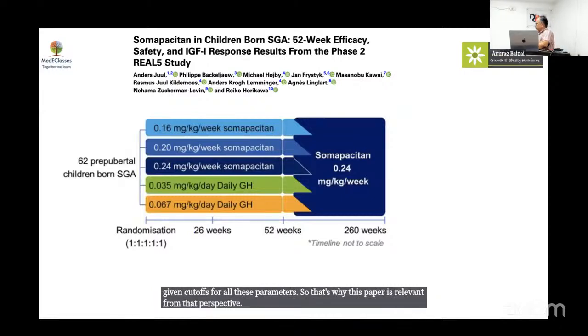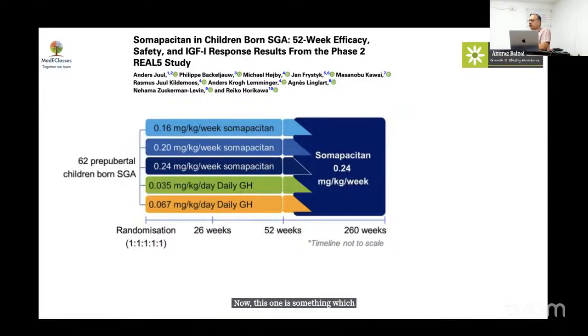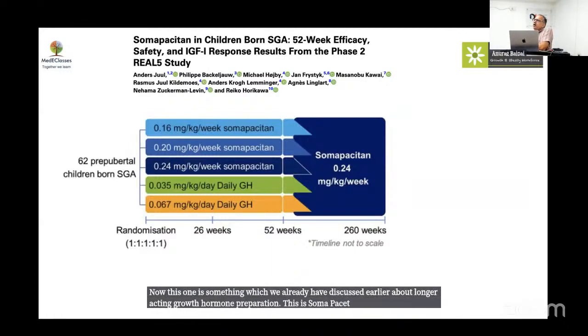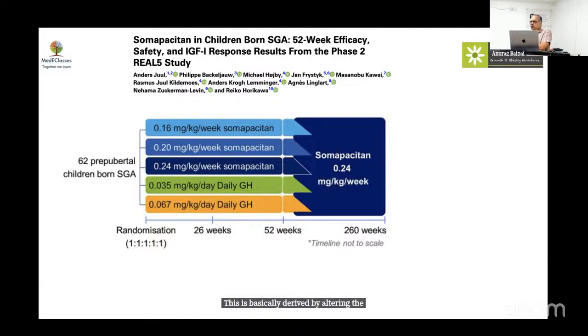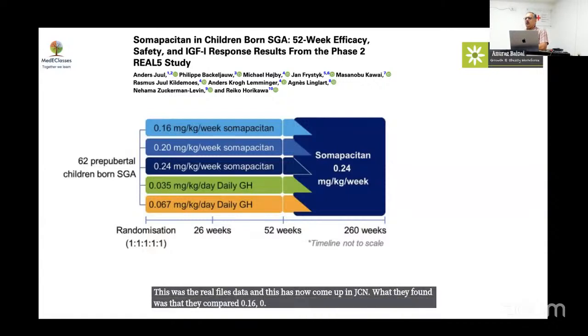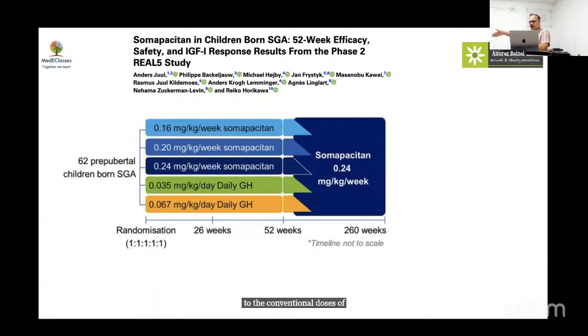Now, this one is something we have already discussed earlier about longer acting growth hormone preparations. This is somapacitan, a long acting growth hormone preparation from Novo Nordisk. It is derived by altering the binding to an albumin site, increasing its half-life. This was the REAL 5 data, and it has now come up in JCEM. What they found was that they compared 0.16, 0.2, and 0.24 milligram per kg per week to the conventional doses of growth hormone in the initial 1 year. And then they found that 0.24 was the right dose.